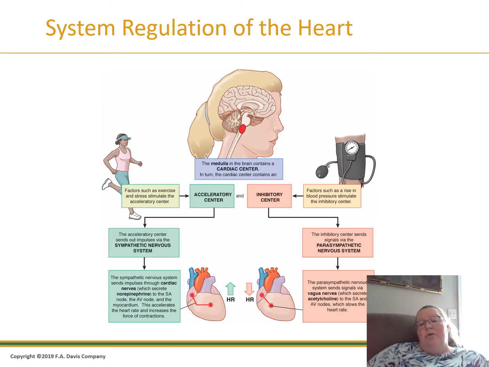You guys, this is important to know because it's on your exam. The parasympathetic center is going to decrease it, it's an inhibitory response in the heart, okay? So the parasympathetic nervous system sends signals via the vagus nerve, which secretes acetylcholine to the SA and AV nodes, which slows the heart rate.